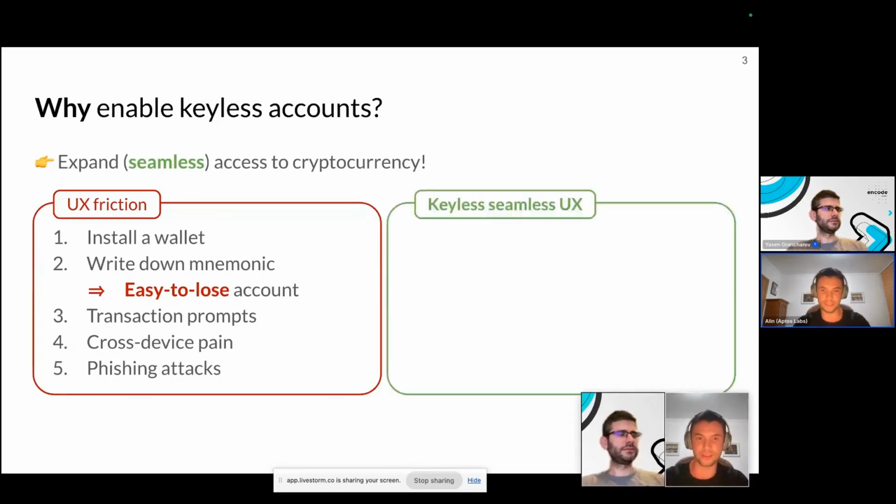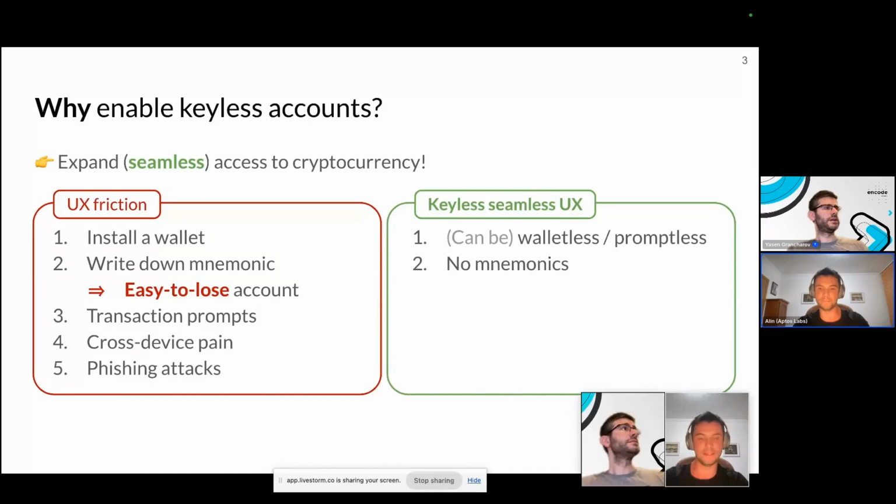You gotta know what you're doing. And so keyless accounts hope to make a dent in this. Keyless-based applications can actually be walletless or promptless. They don't have to be, but they can be. You have no mnemonics that you have to write down.